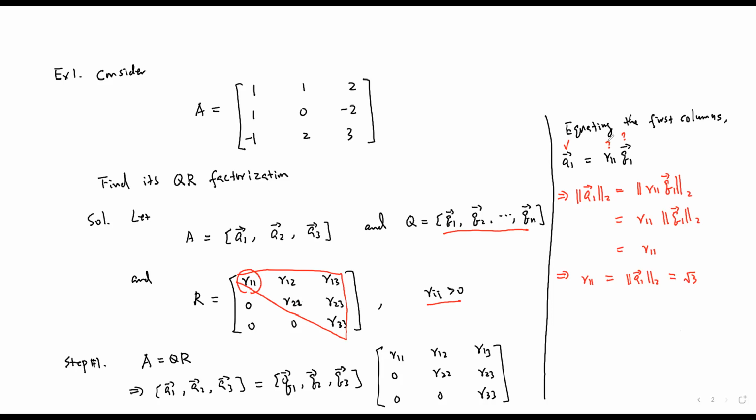Now I know R11. Now how to get Q1? Move R11 to the left side. Then Q1 is equal to 1 over R11 times A1. R11 is square root of 3, and A1, the first column, is 1, 1, negative 1. So Q1 is 1 over square root of 3, 1 over square root of 3, negative 1 over square root of 3.